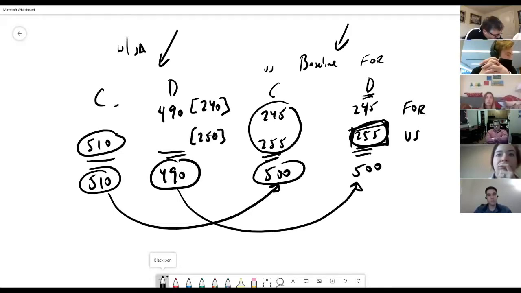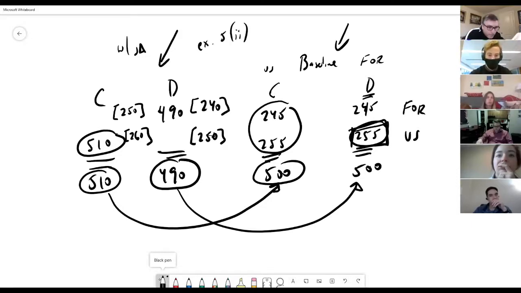And C would get 250 and 240. I'm sorry, 260. So that's that reallocation. Again, that's 1.704-1(b)(5), example 5(ii). So we do have a reallocation under PIP. We don't change the bottom line capital accounts. We change what they're comprised of, and we prorate the different items.